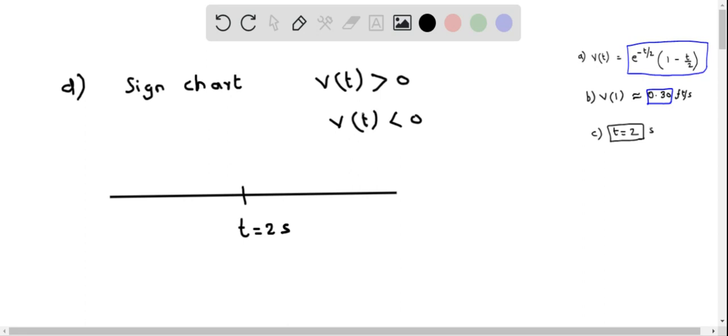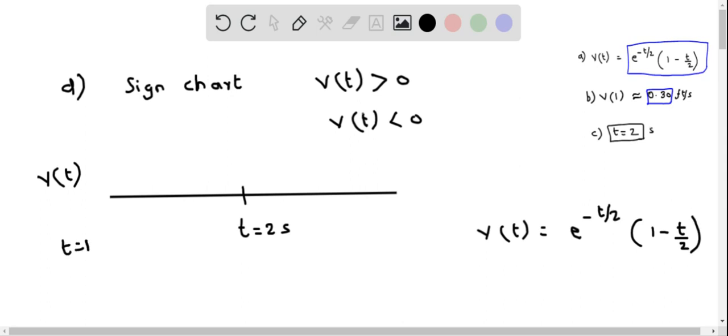And we are going to take some random values to the left and to the right of t equal to 2 seconds. Let's say if we consider t equal to 1 second, this is for v of t. So let's use the velocity function. This equals e raised to the power of negative t by 2 times 1 minus t by 2. I'm plugging t equal to 1, which is to the left of t equal to 2 seconds, into the velocity function. So when we do that, we get v of 1.